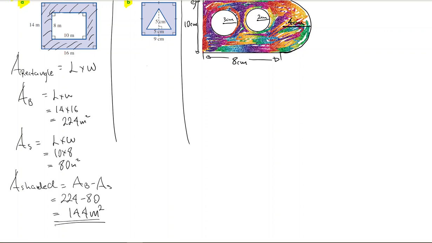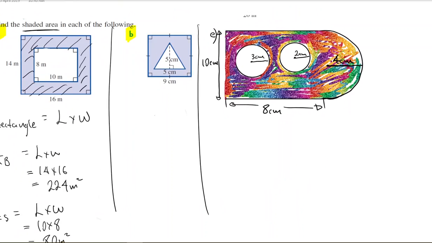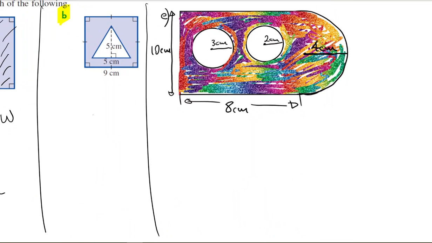Any questions with that one? Okay. So for this part B, you need two formulas here. You need the area of a rectangle, which is length times width, and you also need the area of a triangle. That's a half times base times height. All the dimensions have been given to you.